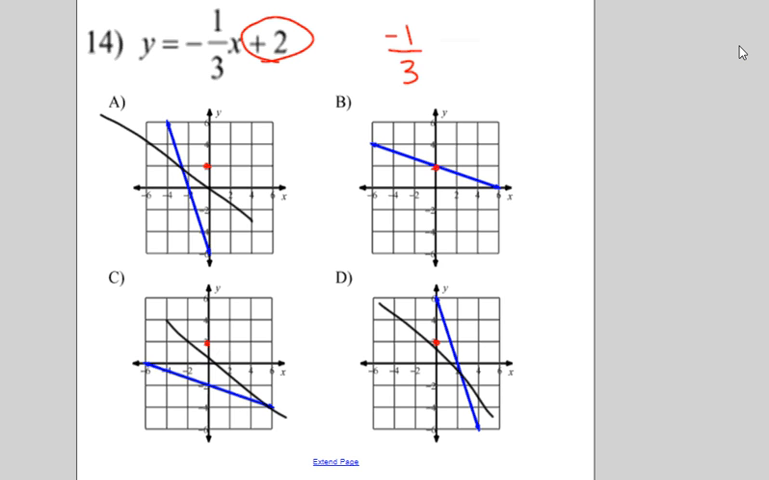Let's check the slope now. We'd go down 1 and to the right 3. So down 1 and to the right 3. And we bump into the line again. So we know it's B.